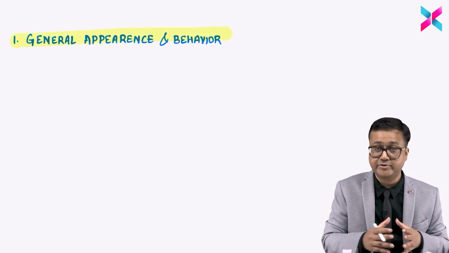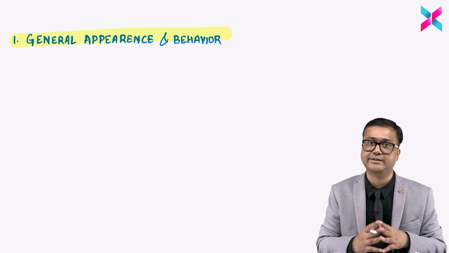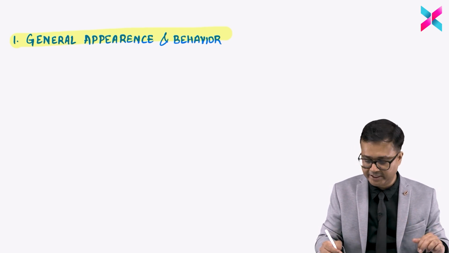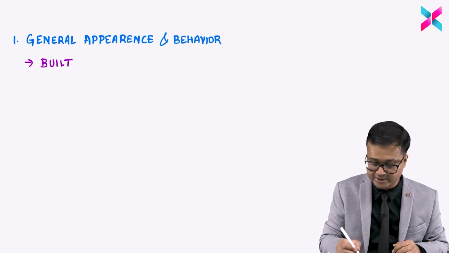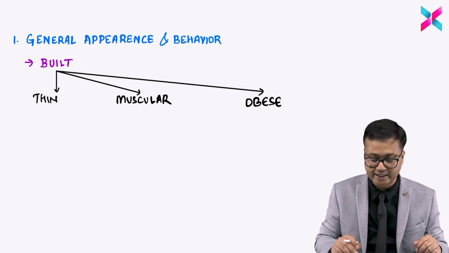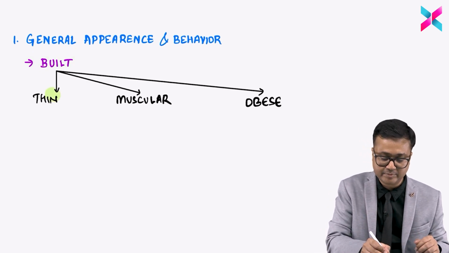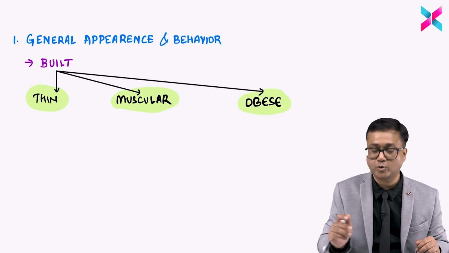Suppose we are sitting in the OPD and the patient walks in the room. Our examination has already started. In general appearance and behavior, let's understand the important headings which we cover. First, we observe the build of the person. Build can be of three types. The person can be thin built, muscular, or obese.